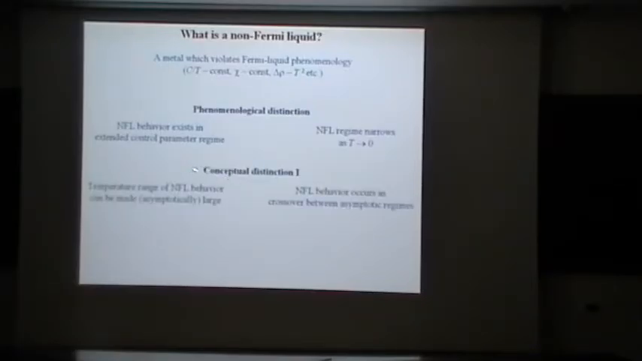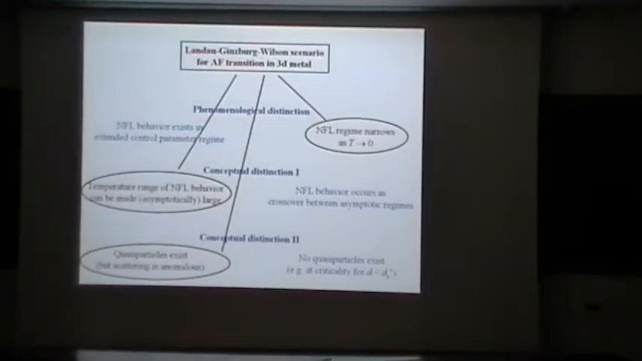And then, of course, when talking about explanations, there are conceptual distinctions. One is whether this non-Fermi liquid behavior is only about a crossover between some asymptotic regimes, which are well understood, or whether it's really an asymptotic non-Fermi liquid regime, in the sense of something which, at least in theory, can extend over an arbitrarily large temperature range. And then, if we think about theoretical description, we also have to discuss whether we can describe this non-Fermi liquid in terms of fermionic quasi-particles or not. The Landau-Ginzburg-Wilson theory, which I just mentioned, for the antiferromagnetic transition in a 3D metal, essentially corresponds to these situations here. We have quantum criticality, the non-Fermi liquid regime narrows, and there are quasi-particles, at least if we are above the appropriate dimension, which we are in a 3D metal.